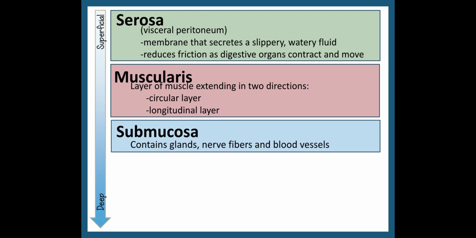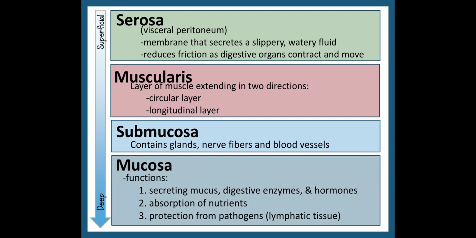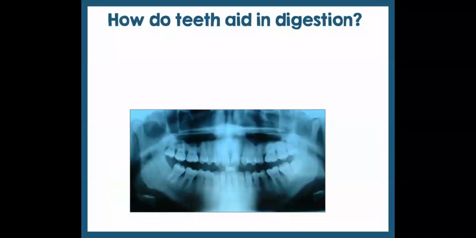Below the muscularis, you have the submucosa. It contains glands, nerve fibers, and blood vessels. And then below that layer, you have the mucosa. And here are the 3 functions of the mucosa. It secretes mucus, digestive enzymes, and hormones. It absorbs nutrients, and it protects from pathogens. Specifically, the lymphatic tissue plays a role in that. Okay, so those are the 4 layers of tissues within the alimentary canal.